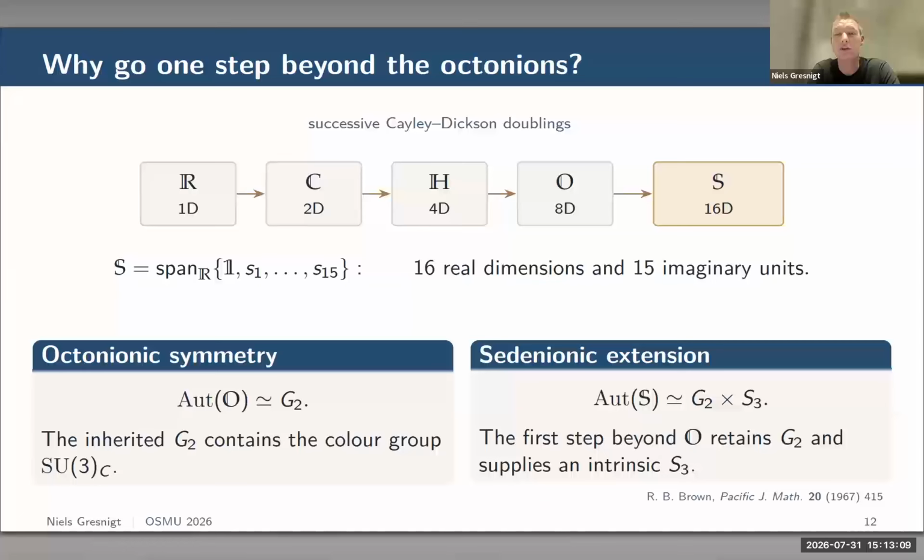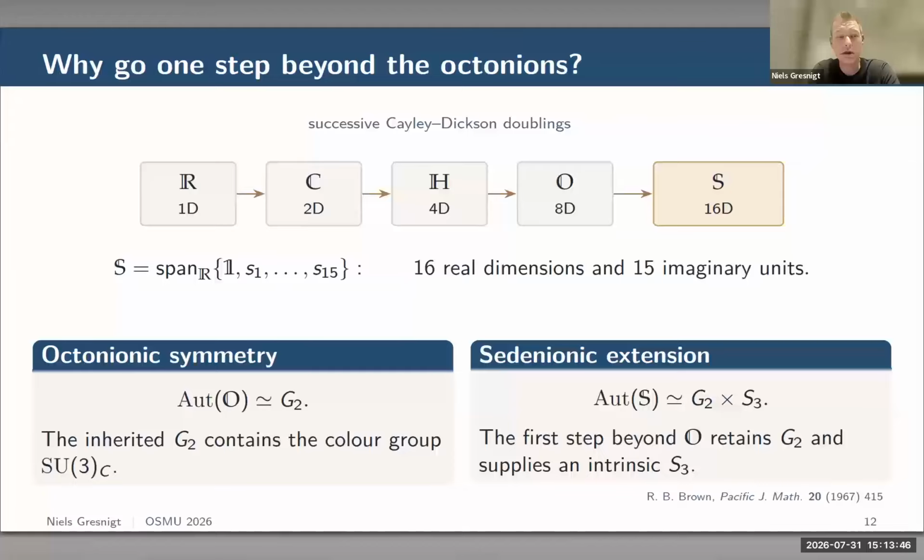It actually continues indefinitely. So if I apply it once to the octonions, I then end up with a 16-dimensional algebra, which is called the algebra of sedenions. And so I'm using here as a basis for the algebra, the identity, and then S1 to S15. So we have 15 imaginary units. Now, I could provide the multiplication table for the sedenions, but that's not particularly useful for what follows, because very soon we're actually going to go to a Clifford algebra.